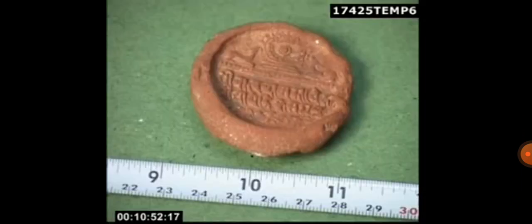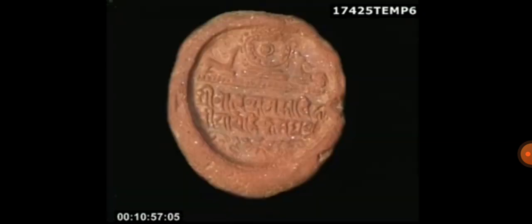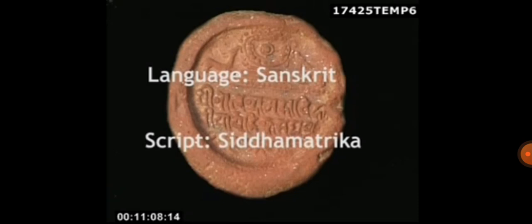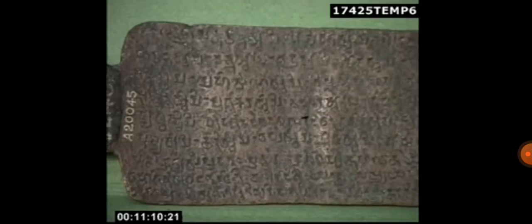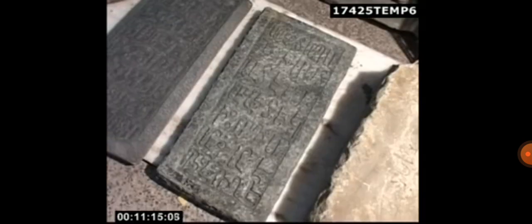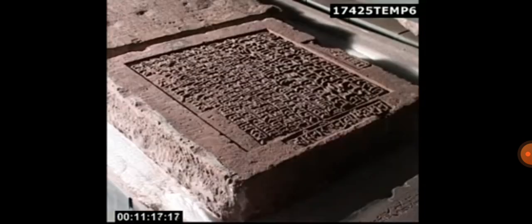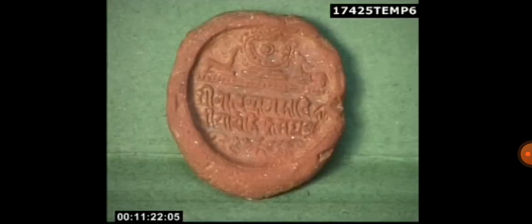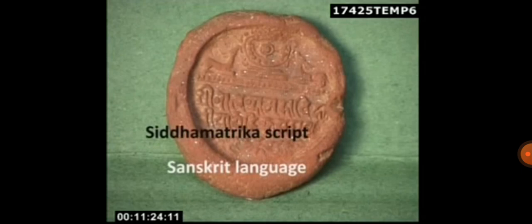This is a terracotta seal. There is the Dharma Chakra and some writing. This is from Nalanda and it goes back to the 9th century CE. The language here is Sanskrit and the script is Siddha Matrika. So in order to understand the inscription, one has to have a command over 2 elements, the script and the language. In this case, Sanskrit and Siddha Matrika.